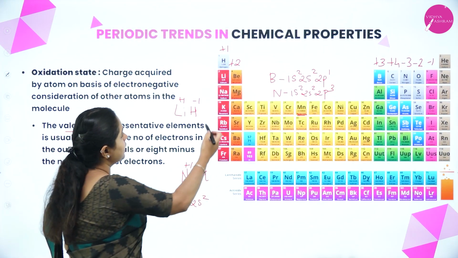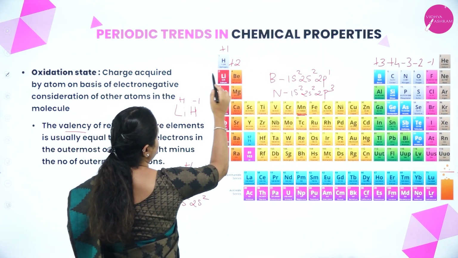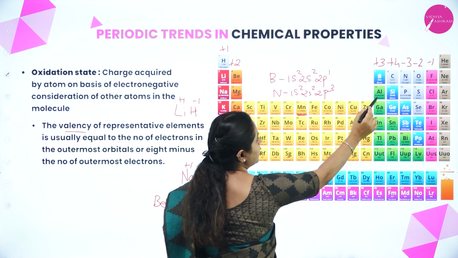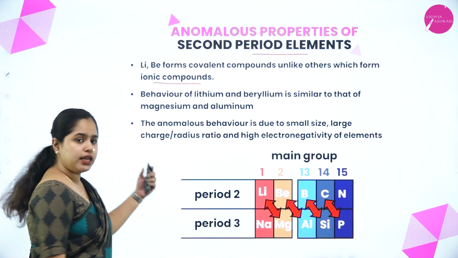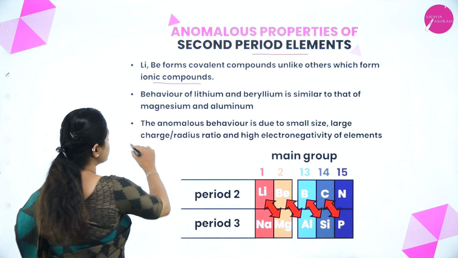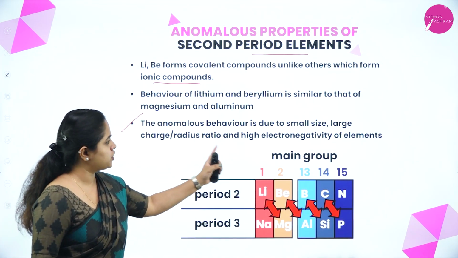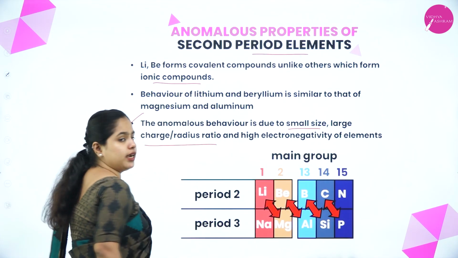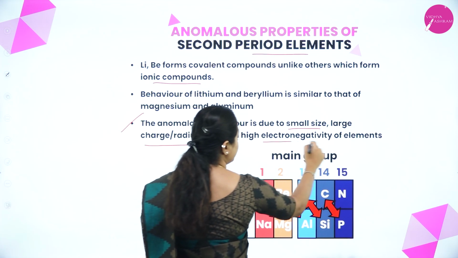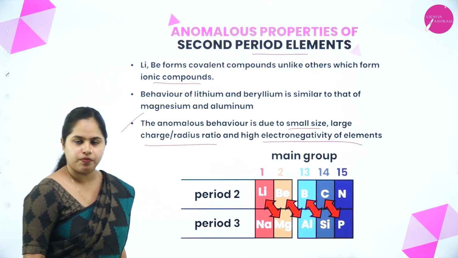As you can see here, the second period includes lithium, beryllium, boron, carbon, nitrogen, oxygen, fluorine, neon. We are talking about the second period, right? So why is this anomalous behavior? The anomalous behavior is due to the small size, large charge to radius ratio and high electronegativity of these elements. Right.